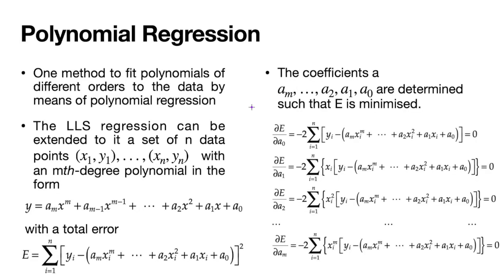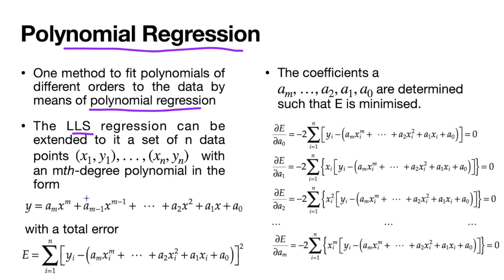So now we are moving towards polynomial regression. We are moving towards non-linear functions or the regression values. One method is to fit polynomials of different orders to the data by means of polynomial regression. So the linear least square regression can be extended to a set of n data points x1 to xn with the mth degree polynomial.